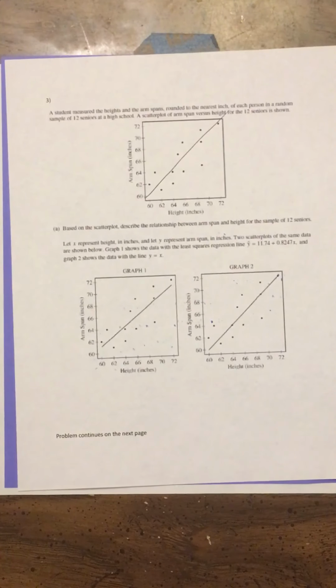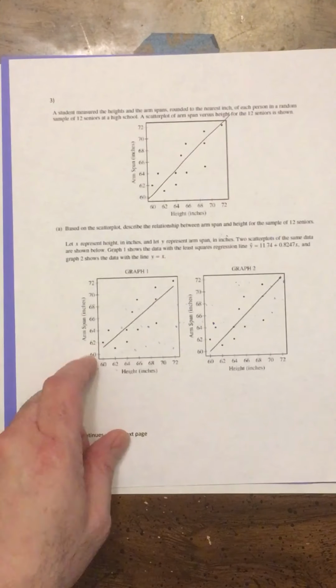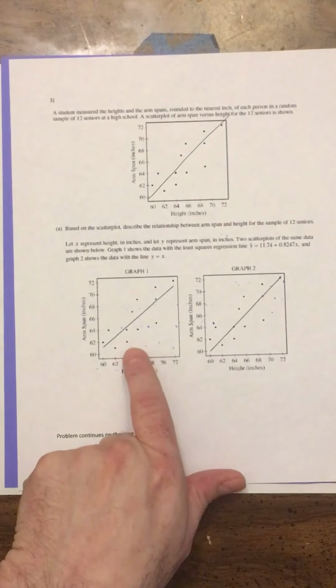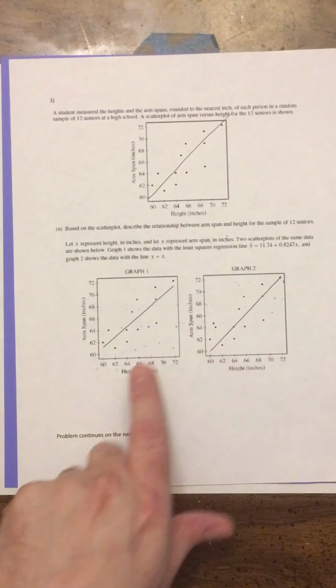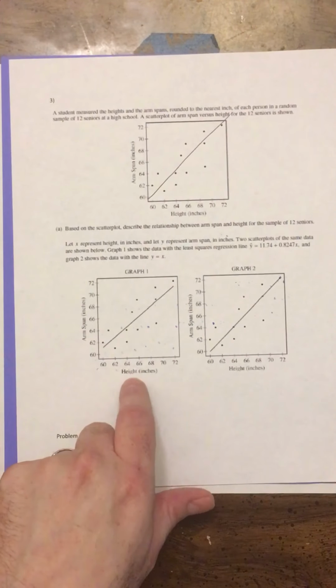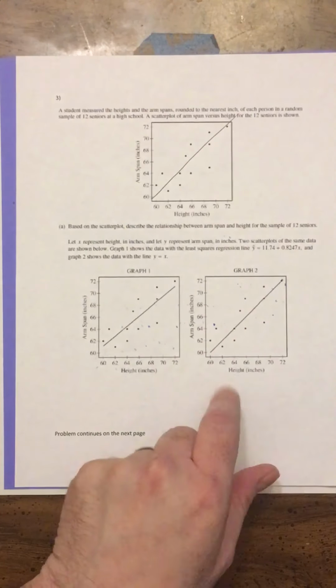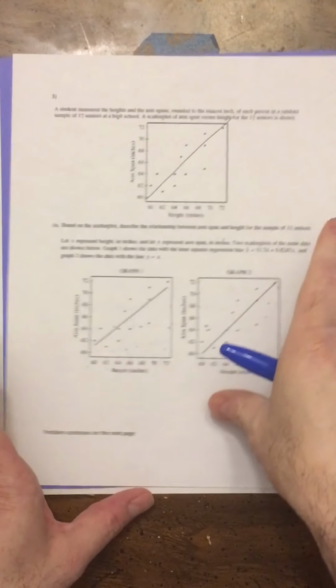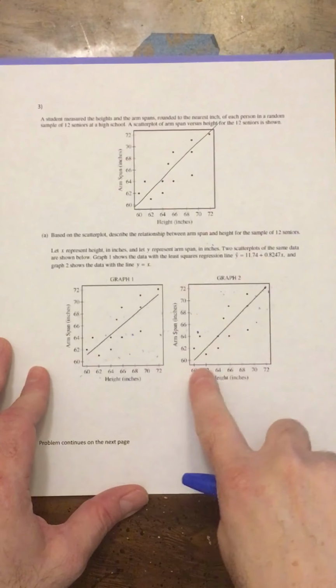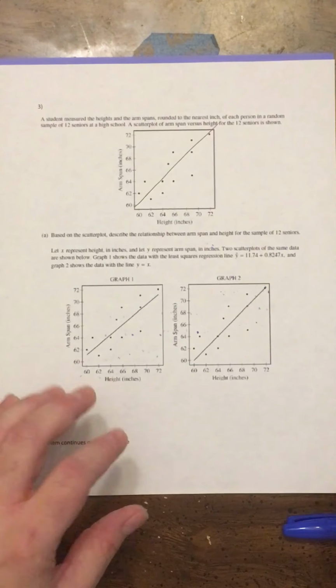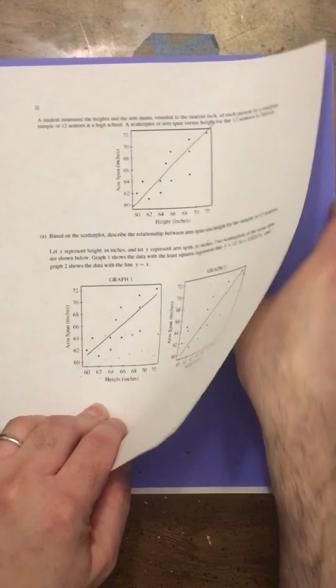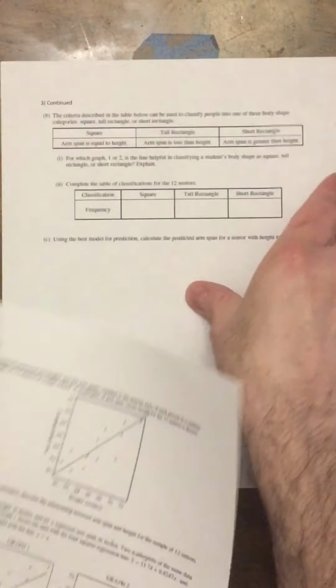It says, let x represent height in inches and y represent arm span, so height is here and arm span is here. Two scatter plots of the same data are shown below. This graph shows the data with the least squares regression line, and they give you the regression line here. And this graph shows you the data with the line y equals x. So this line here is y equals x, nothing special, right? Let's go grab the next sheet.